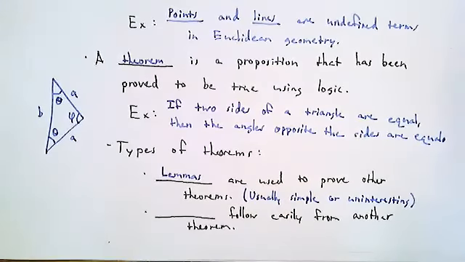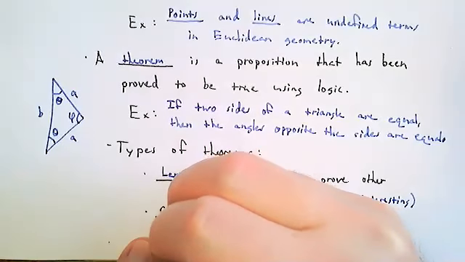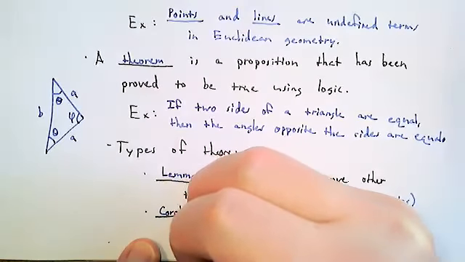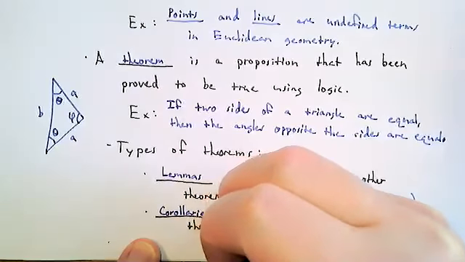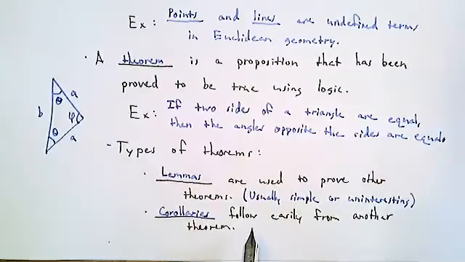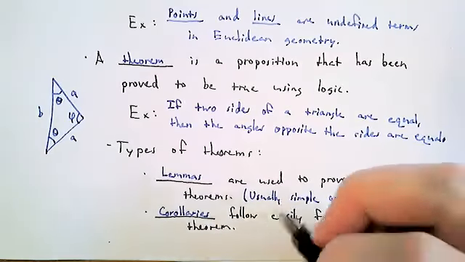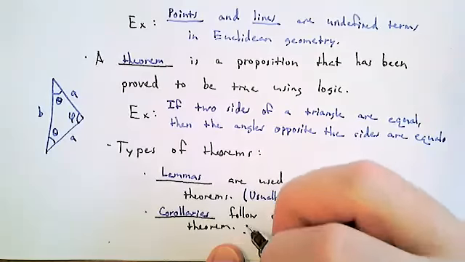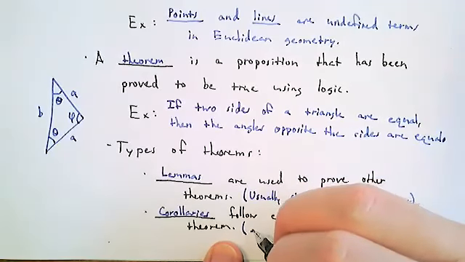Another kind of theorem is called a corollary. And corollaries are theorems that follow easily from another theorem. So you don't have to work very hard to prove them.